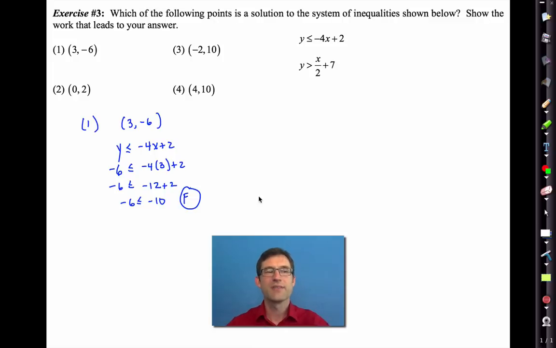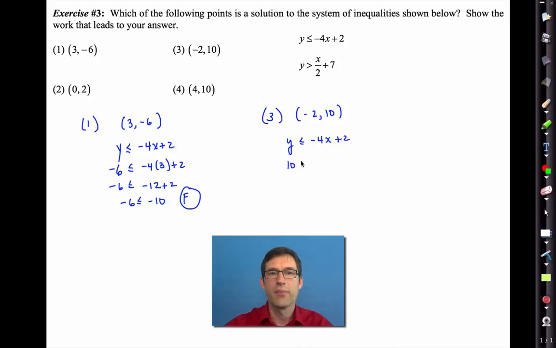All right, let's go through it. The correct choice here actually ends up being choice 3, okay? And let's work through it really quick. -2, 10. Here we've got y is less than or equal to -4x plus 2. If I put 10 in, I get -4 times -2 plus 2. -4 times -2, a negative times a negative is a positive. And I get 10 is less than or equal to 10.